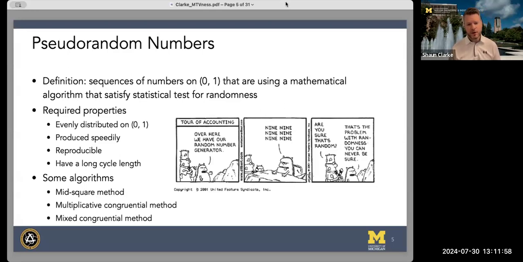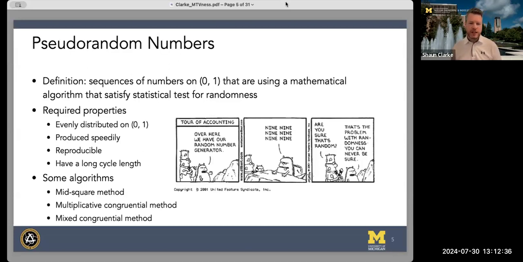Firstly, these numbers are uniformly distributed on the interval between 0 and 1, so they're normalized. So it's a series of numbers that are normalized on 0 to 1. The second property is that they need to be produced quickly, speedily. And the reason for that is because Monte Carlo calculations require a large amount of random numbers. Orders of magnitude, millions, billions of random numbers are needed to perform even a simple physics-based Monte Carlo calculation. So the need to produce them speedily has to do with how efficient these computer codes can be and how quickly we can solve problems.